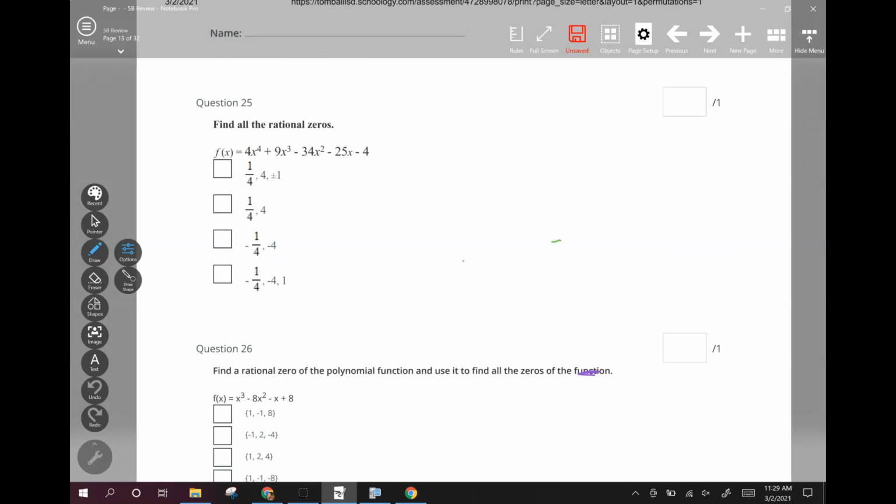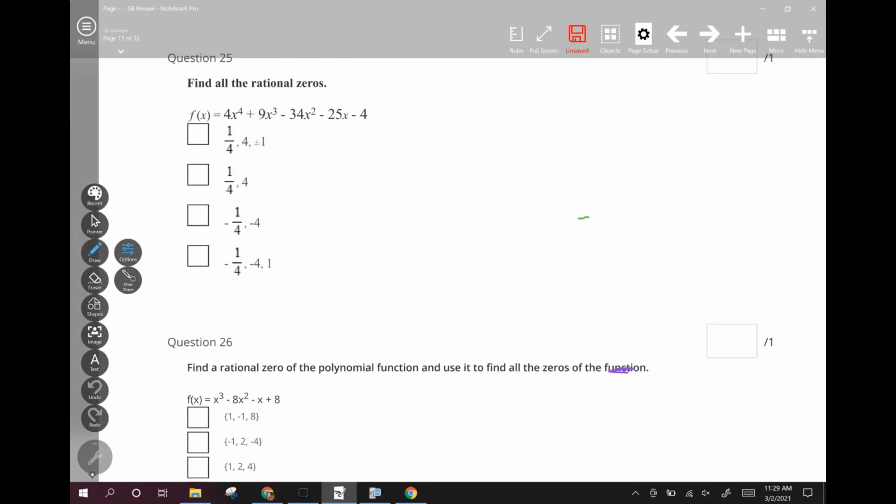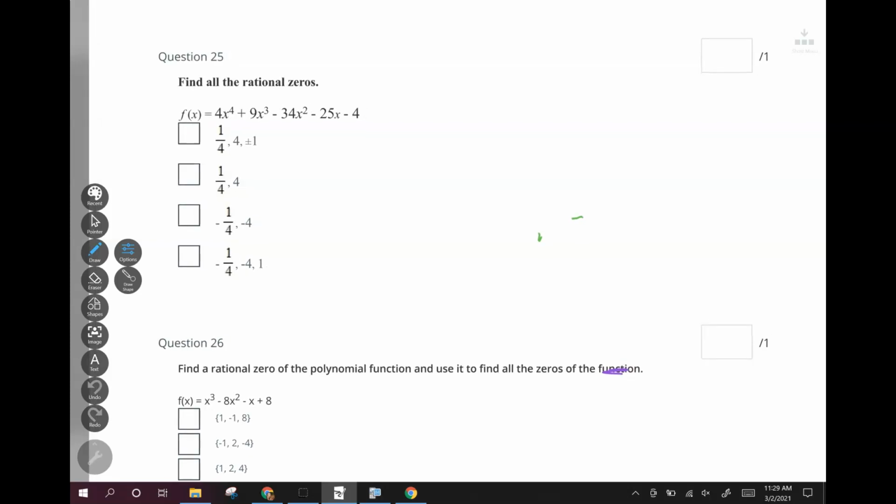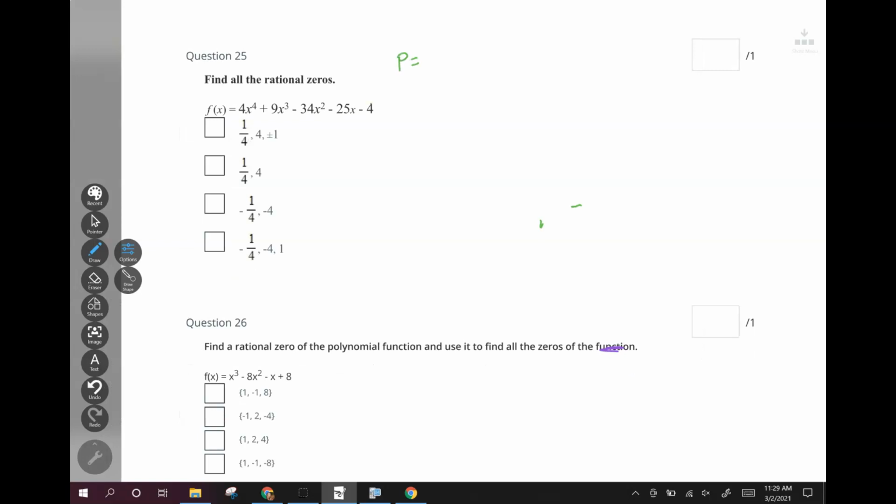All right, now 25 actually asks to find the rational zeros of this polynomial. And so maybe you want to list out your potential zeros like we just did. So your p's are factors of 4. Your q's are your factors of 4 as well. And so your plus or minus p divided by q's are going to give you plus or minus 1, 2, 4.